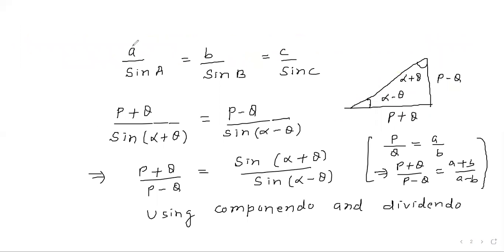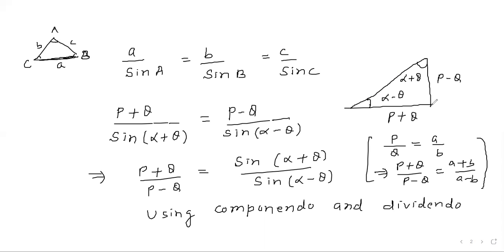So A upon sine A, as I told you earlier, if this side is A and this angle is capital A, similarly, if this side is B and this angle is capital B, and if this side is C, this angle is capital C, then if we are considering this side, it means we have to take the sine of the angle opposite to it. So A upon sine A equal to B upon sine B equal to C upon sine C.